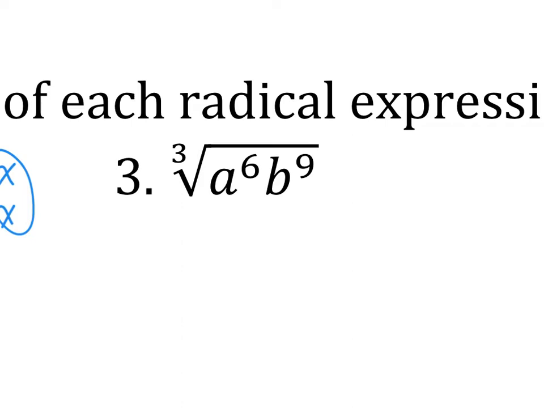6 a's, 3 of a kind comes out. So a total of how many a's came out? 2. Okay, B, there are 9 b's. 3 of a kind comes out. How many came out? 3. Can you guys think of a faster way to do this? 6 divided by 3. Yes, just divide. Divide by the index. The whole number comes out.